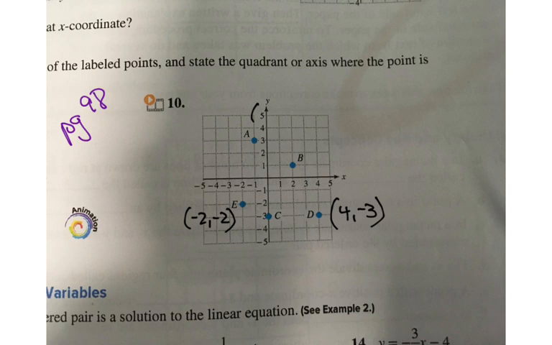Let me just finish it. A is -1, 3. B would be 2, 1. You always read the x value first and then the y. And C would be what? 0, -3. So you have those kind of problems in your homework where you just have to label the ordered pairs.